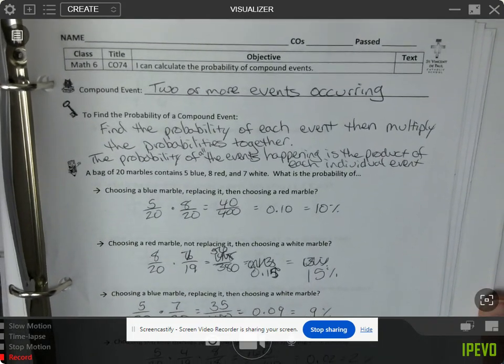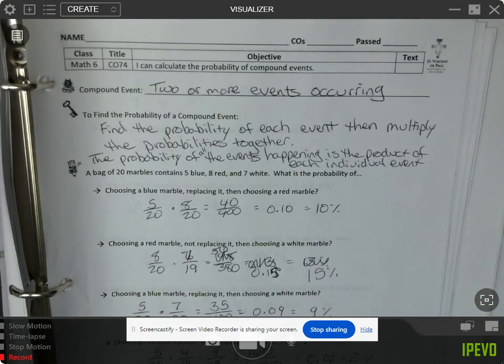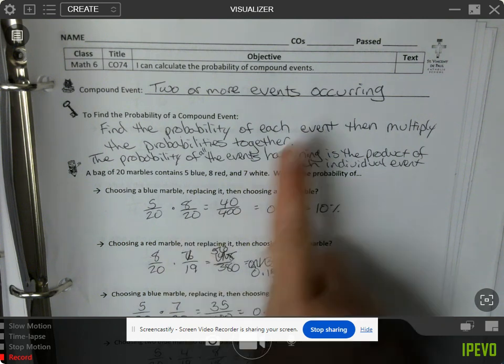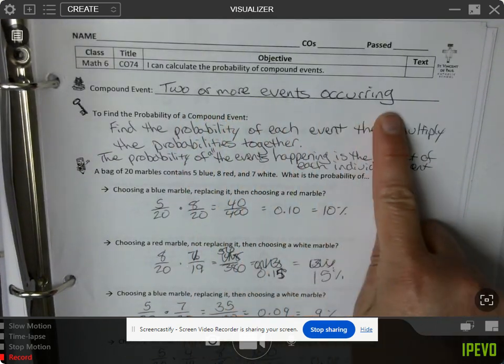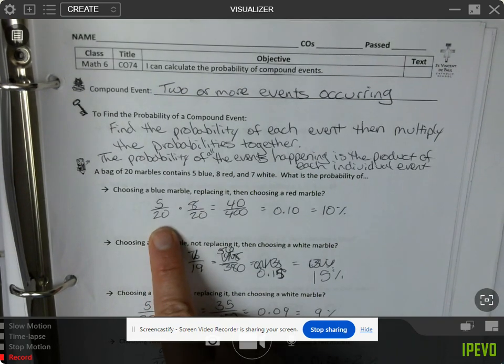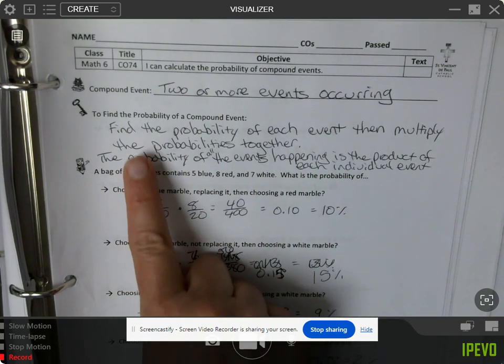CO 74. I can calculate the probability of compound events. So remember those single events, it was, I've got one event, this is how I find my probability. What I want on top, total possible on bottom, and then I divided down to get my decimal and percent. So compound means there are 2 or more events occurring.